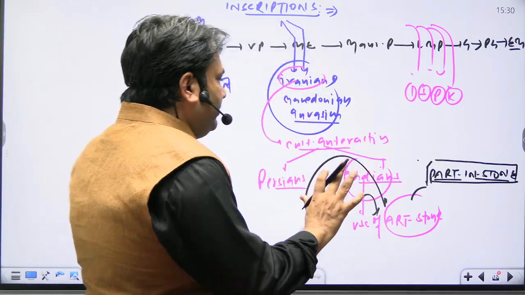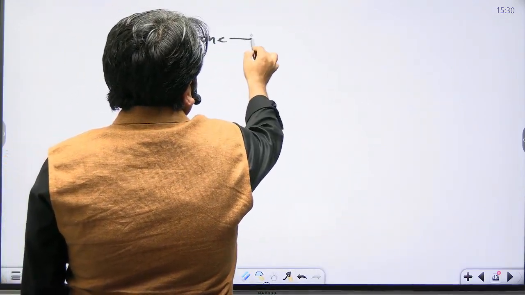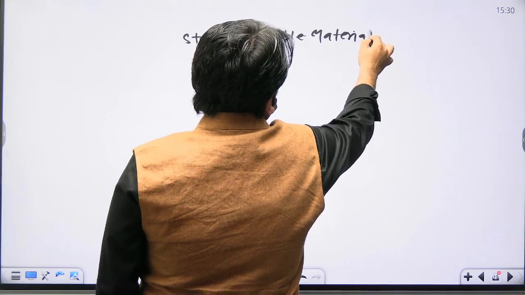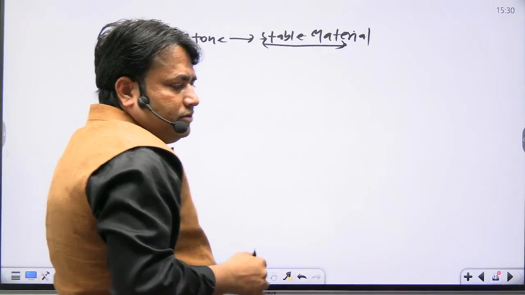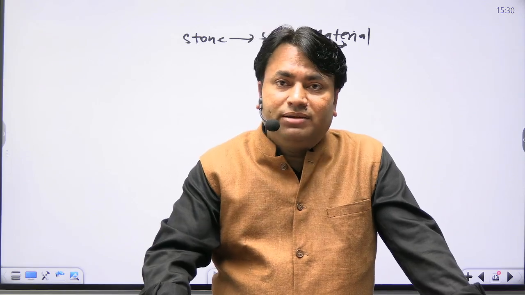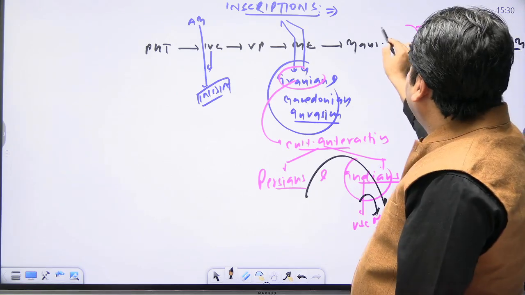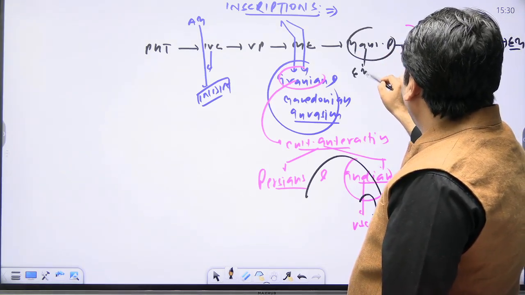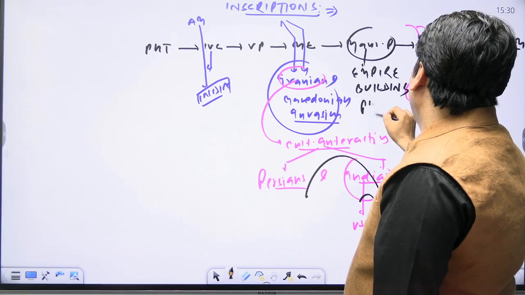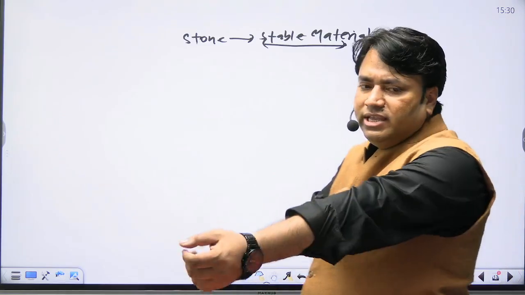And we all know that stone is a very stable material. Now, after the Mahajanpada era, we see the Mauryan Empire. And this phase is the empire building phase. You will come to know all these things in later classes, so there is no need to fear.